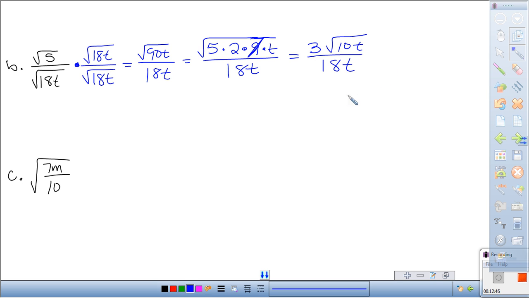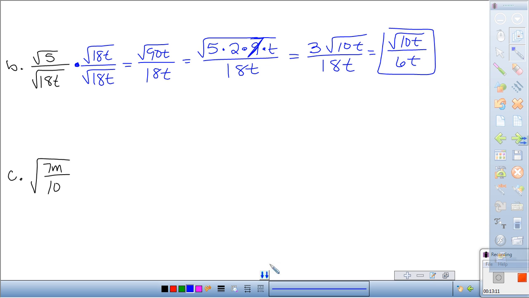Now we can simplify again. You can't do anything with this radical. You cannot divide a radical and a non-radical, but we can simplify 3/18. 3/18 simplifies to be 1/6. So I have the square root of 10t over 6t. And we don't really need that 1 there for the same reason why we wouldn't leave a 1 in front of an x. It's understood. So the square root of 10t divided by 6t is our answer.